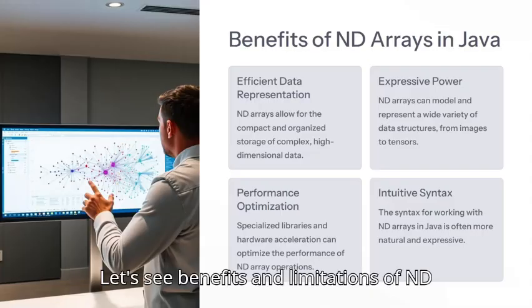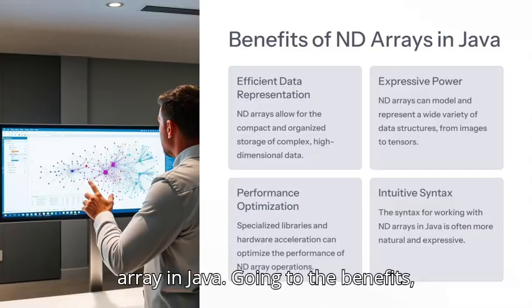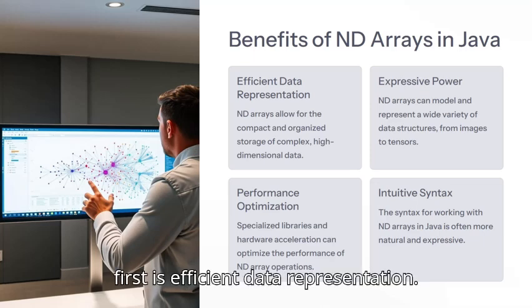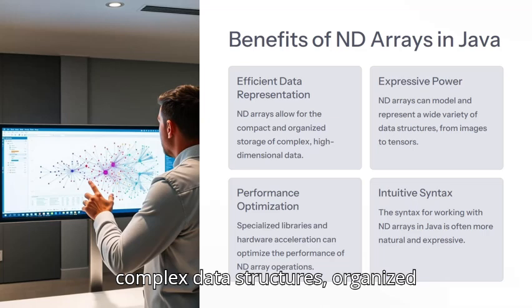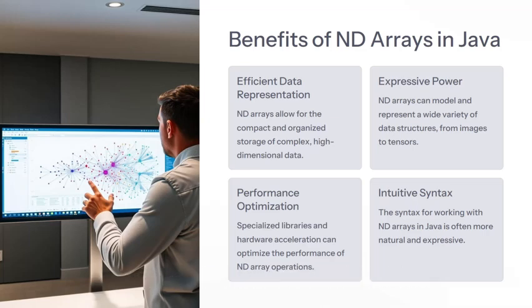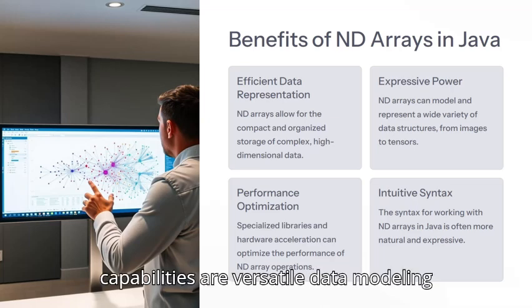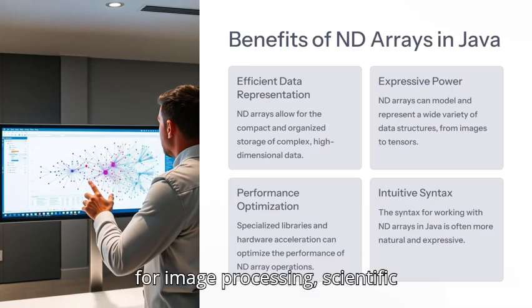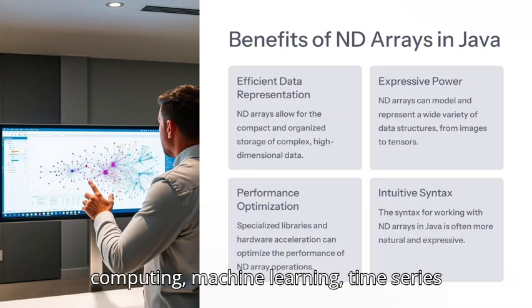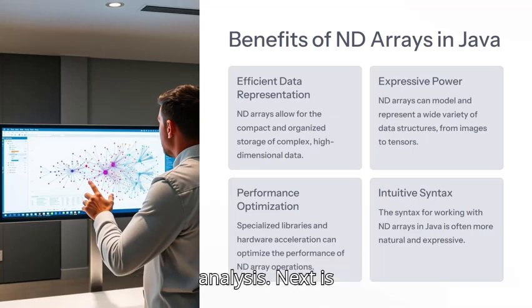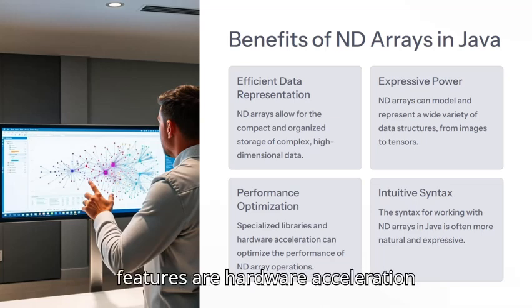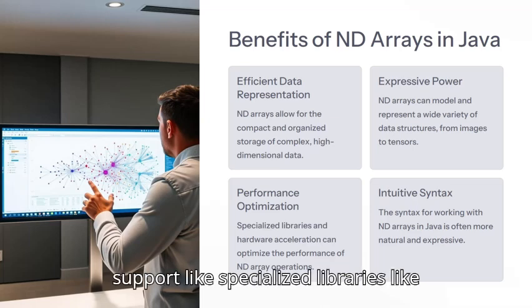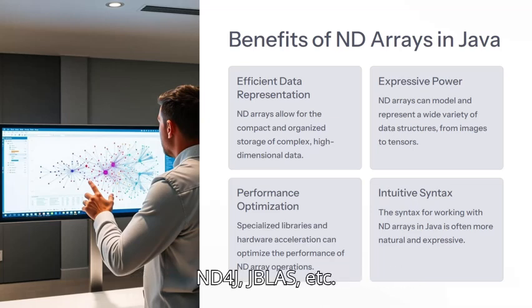Let's see benefits and limitations of ND arrays in Java. Going to the benefits, first is efficient data representation. Advantages are compact storage for complex data structures, organized management of multidimensional data, and memory efficiency for large data sets. Next is expressive power. Its capabilities are versatile data modeling for image processing, scientific computing, machine learning, and time series analysis. Next is performance optimization. Its key features are hardware acceleration support through specialized libraries like ND4J, JBLAS, etc.